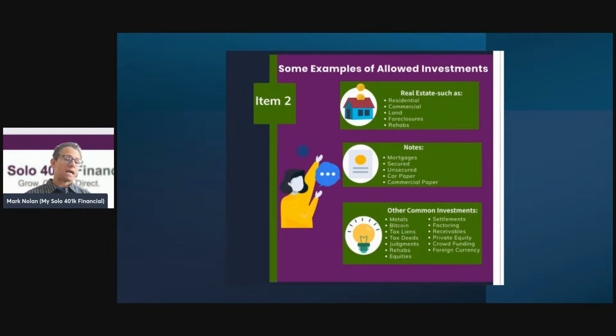You cannot invest in actual vehicles. So your self-directed 401k cannot buy an antique car or a Ferrari or any type of car, but it can invest in car paper, just not actual vehicles. Those are not allowed.